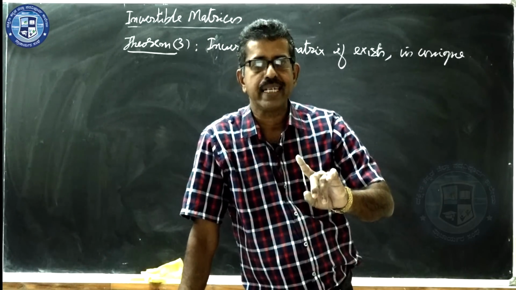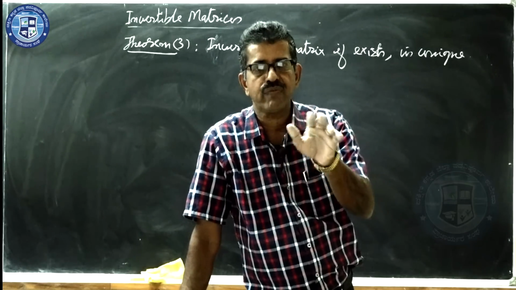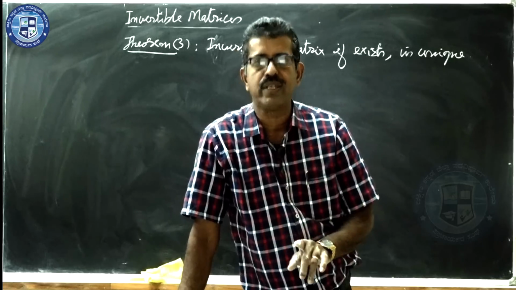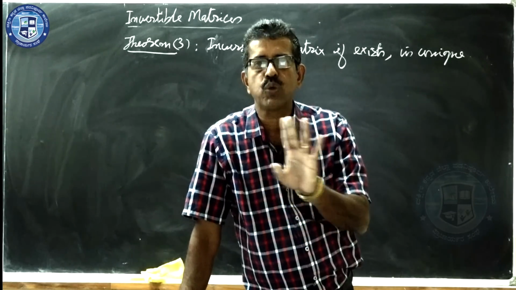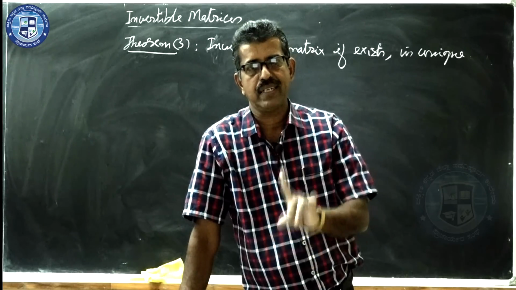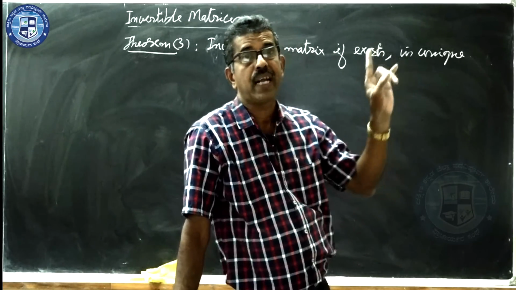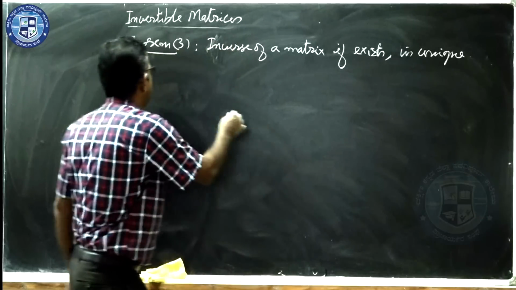For a given square matrix, if the inverse of a matrix exists, that matrix is said to be invertible. Suppose the matrix has an inverse, it cannot have two different inverses. A matrix must have only one inverse. But how to prove it in general? So let me explain with the proof.